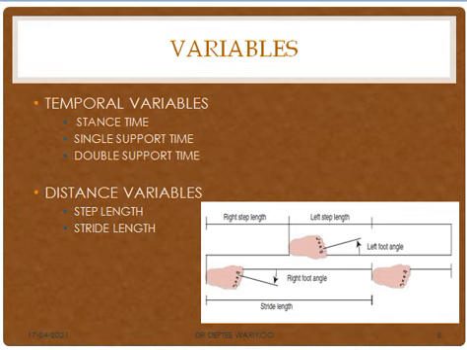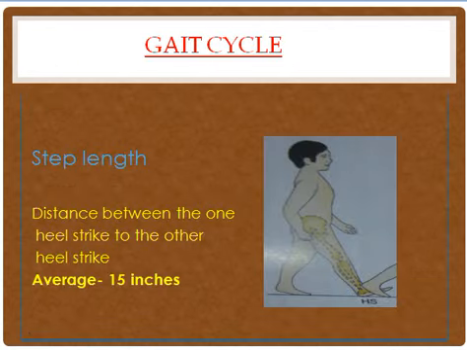Then we have one more thing, that is stride duration. Stride duration refers to the amount of time taken to accomplish one stride. Stride duration and gait cycle duration are the same, because stride duration is heel strike to heel strike, and that is one gait cycle.